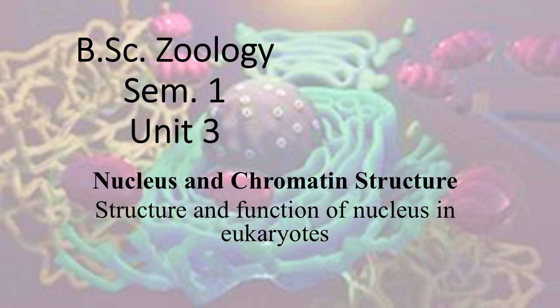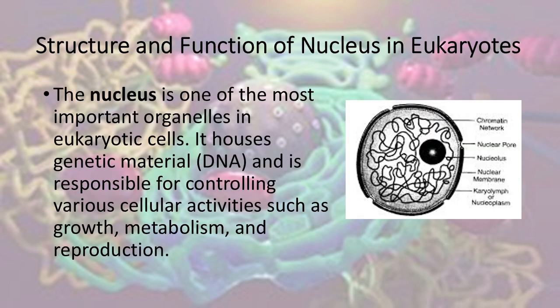Nucleus and chromatin structure. Structure and function of nucleus in eukaryotes. The nucleus is one of the most important organelles in eukaryotic cells. It houses genetic material, DNA, and is responsible for controlling various cellular activities such as growth, metabolism, and reproduction. In this section, we will explore the structure and function of the nucleus and its chromatin in detail.